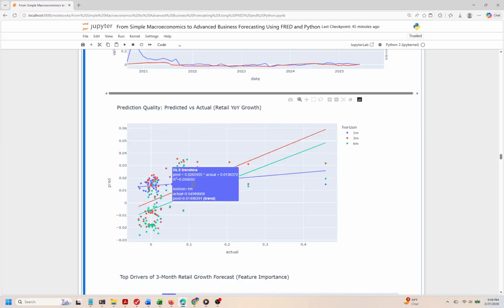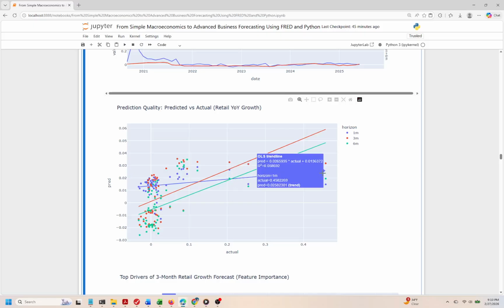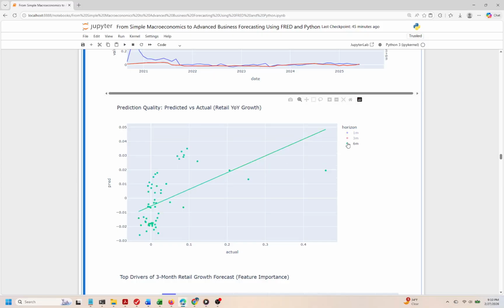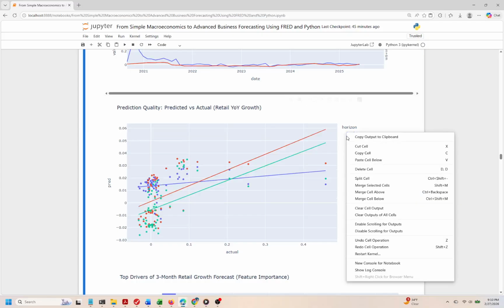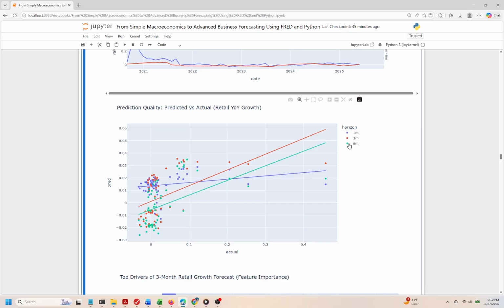Moving forward, the next cell will likely build on these visualizations by incorporating insights gleaned from the feature importance analysis and potentially adjusting our model or forecasting methods based on these findings. This continuous feedback loop will enhance the accuracy and reliability of our retail sales forecasts.